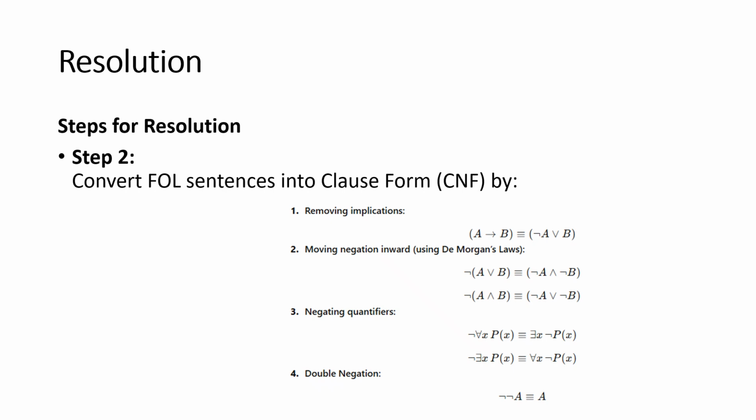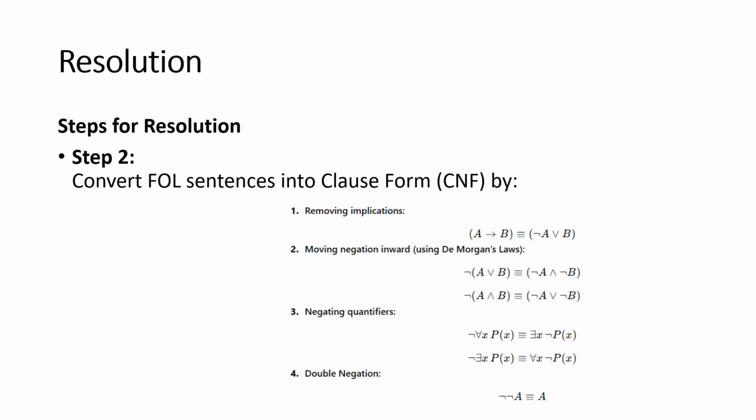The next one is negating quantifiers. For example, we have negation of for all x, but here we take there exists x, so equally it should be tallied. So the negation of for all x P of x becomes there exists x, negation of P of x. The other rule is negation of there exists x P of x, which becomes for all x, negation of P of x. That is the opposite rule. And then the double negation.